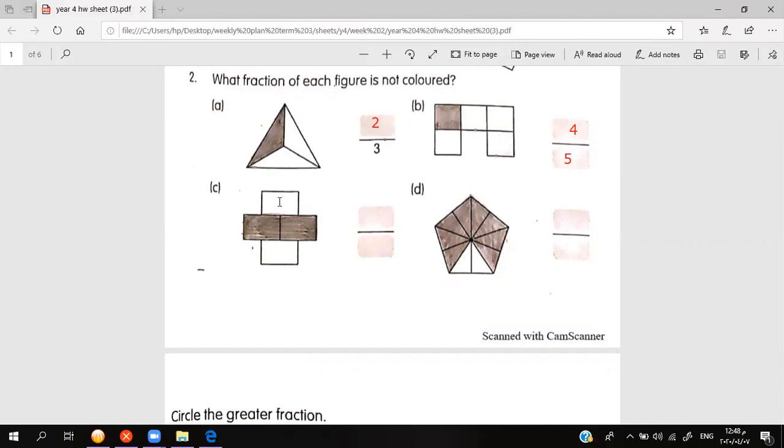And how many not colored? 2. 2 from how many? They are all 4. So 2 from 4. Here, how many are not colored? 2. 2 from how many? When I count all of them, I'm gonna find that they are all 10. So 2 from the 10 are not colored. Okay?